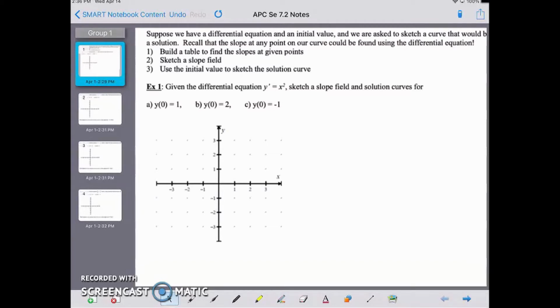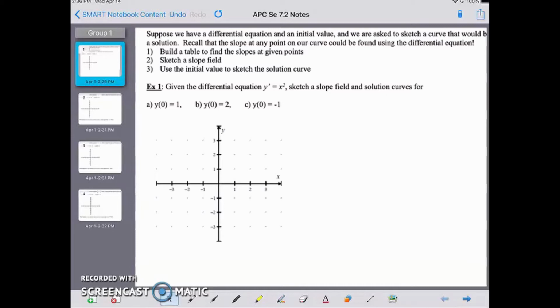So in example 1, we're given the differential equation y prime is equal to x squared. And obviously we have an equation for y prime, which we know the derivative is slope, right? And we are asked to sketch a potential equation for y. And in fact, A, B, and C were actually asked to sketch 3 different potential equations given different initial conditions. But before we can even do that, first we need to sketch our slope field so that we know basically the path that our curves will follow.